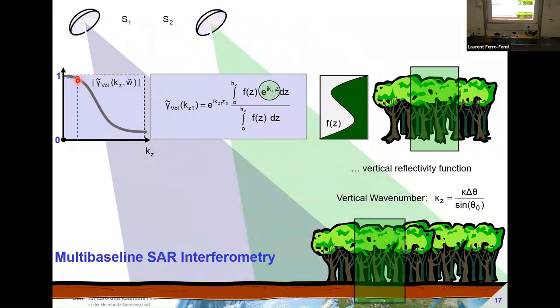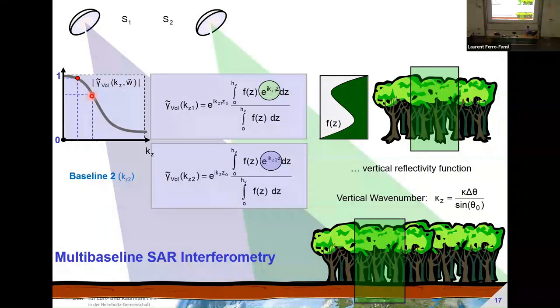Then what happens if you change the baseline? Suppose that you make it longer. If you make the baseline longer, you make this difference of viewing angle larger, and then your vertical wave number increases. And if it increases, you will sample a point somewhere here.